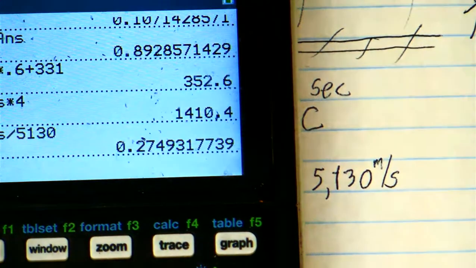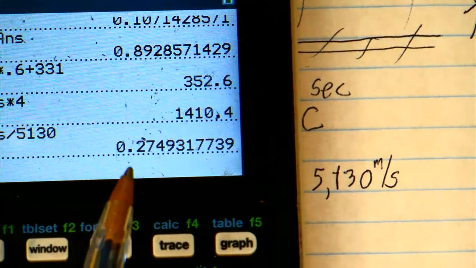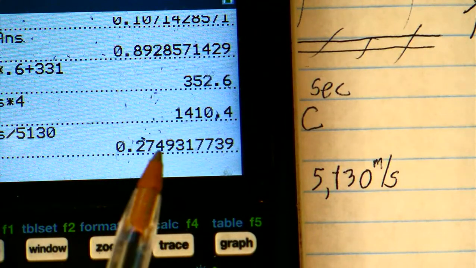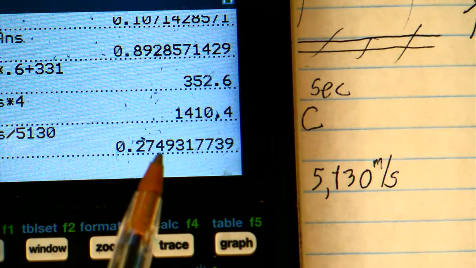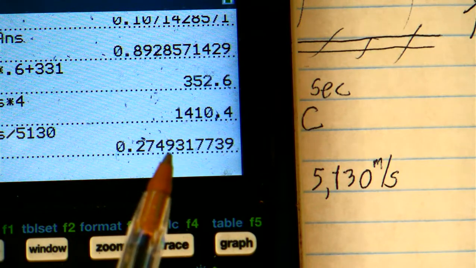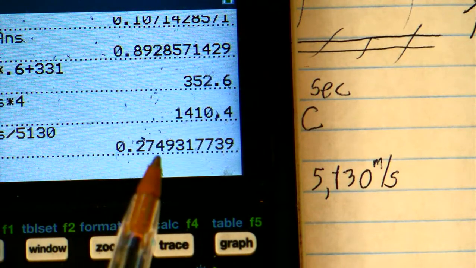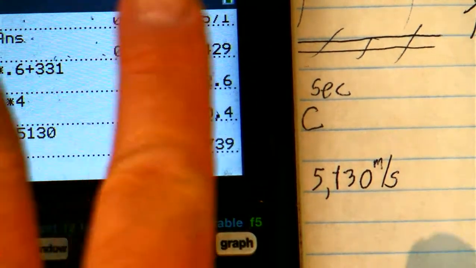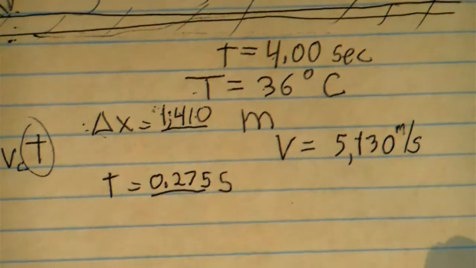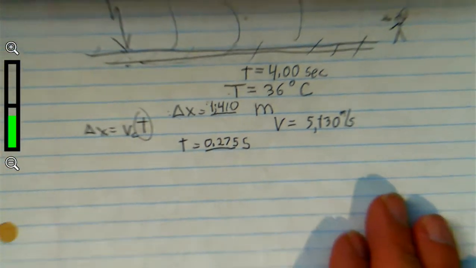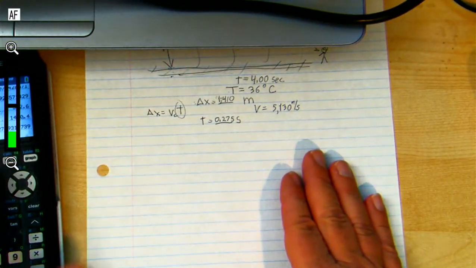So you look and ask yourself, what's the digit beyond 4? If it's below 5, you round down to 4. If it's 5 or greater, you round up. So 0.275 seconds is what you should write down as your answer in this situation. All right, let's do another problem.